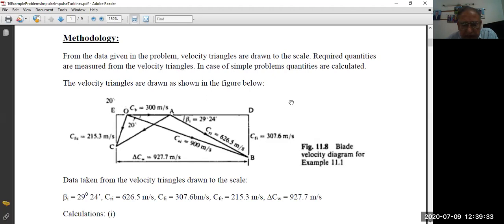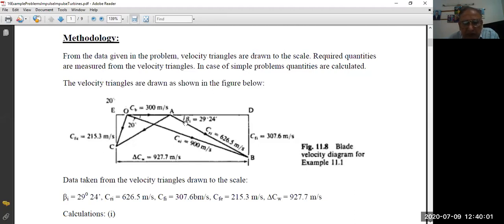The pencil usually gets broken when you draw the line. The line should be very thin and accurate. So you need graph paper for scaling. Graph paper is made so that a small division is equal to 1 millimeter and one big division is equal to 1 centimeter. With the help of this, you can scale the velocity, and then you can draw these triangles. OAB is the velocity triangle at the inlet of the blade. OAC is the velocity triangle at the outlet of the blade.